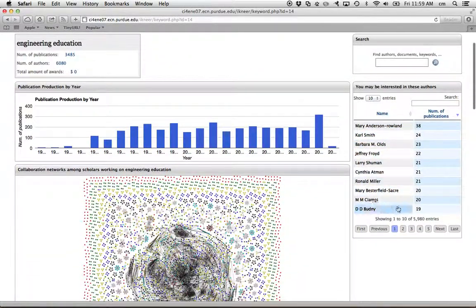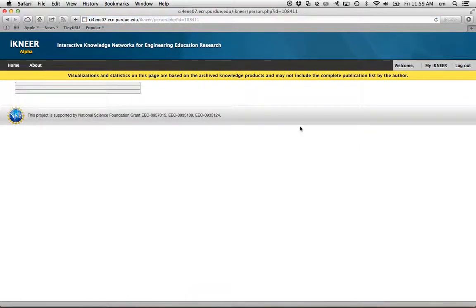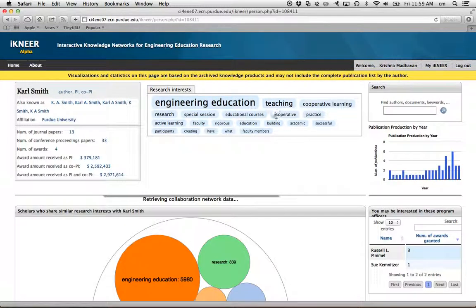At the top right over here, the system shows you a list of all the authors who have worked on engineering education. I see all of the top authors here: Carl Smith, Barbara Olds, Jeff Froyd, Schumann, Cindy Atman, Ron Miller, Mary Besterfield-Sacre, and so on. I'm going to click, in this case, on Carl Smith. And this takes me to a profile that is directly related to Carl Smith.